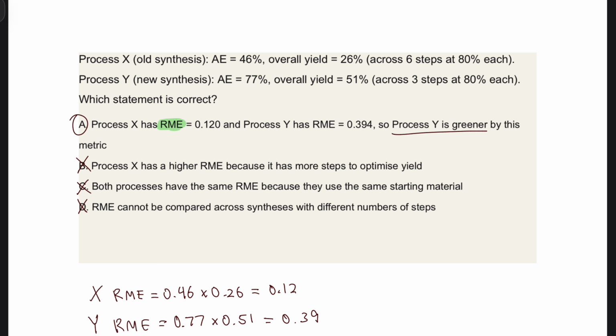And is process Y greener? Yes, a higher RME means that the process is greener, because if you look at the formula, you have a higher yield, which is much better because more of the reactants are turning into product. And atom economy, remember that atom economy is the molar mass of the product over the molar mass of the reactants. So if you have a higher atom economy, that means you have a higher molar mass of product, so you're making more product. So it's greener. So process Y will be greener than X.